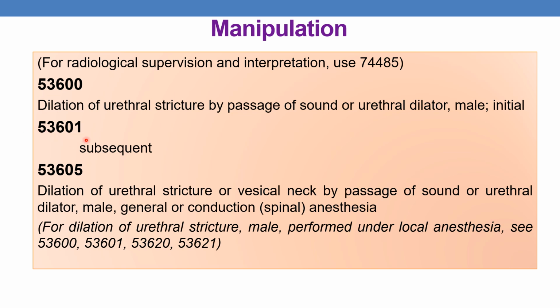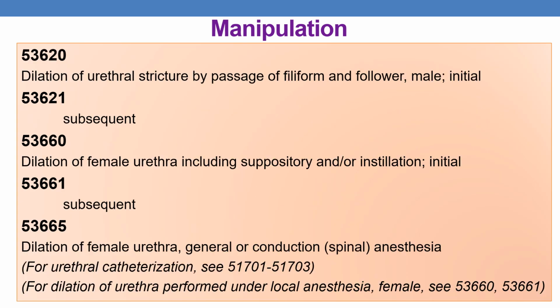the CPT is 53601. The next is 53605. Dilation of urethral stricture or vesical neck by passage of sound or urethral dilator, male, general or conduction anesthesia. The next is 53620. Dilation of urethral stricture by passage of filiform and follower, male. Initial encounter. The next is 53621. Dilation of urethral stricture by passage of filiform and follower, subsequent encounter.